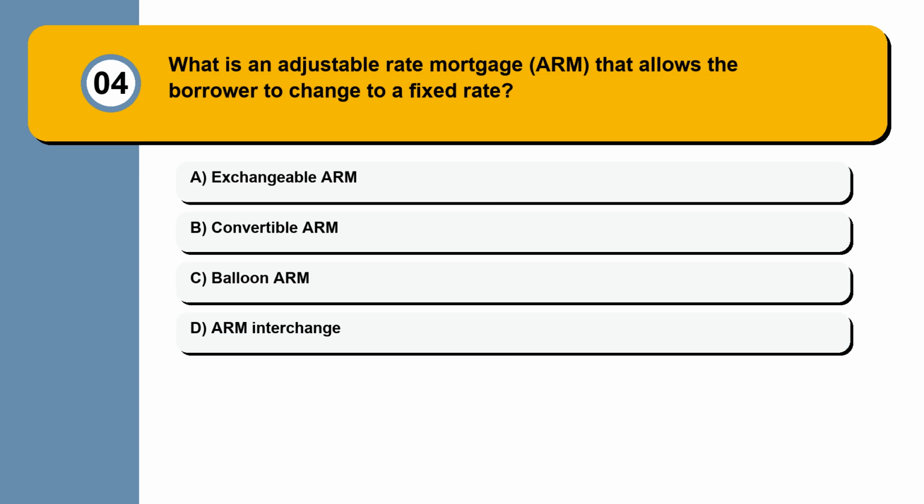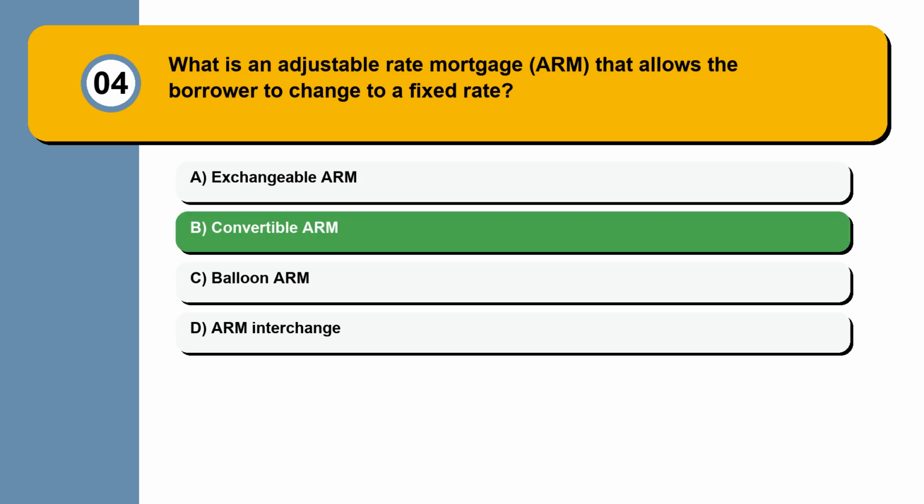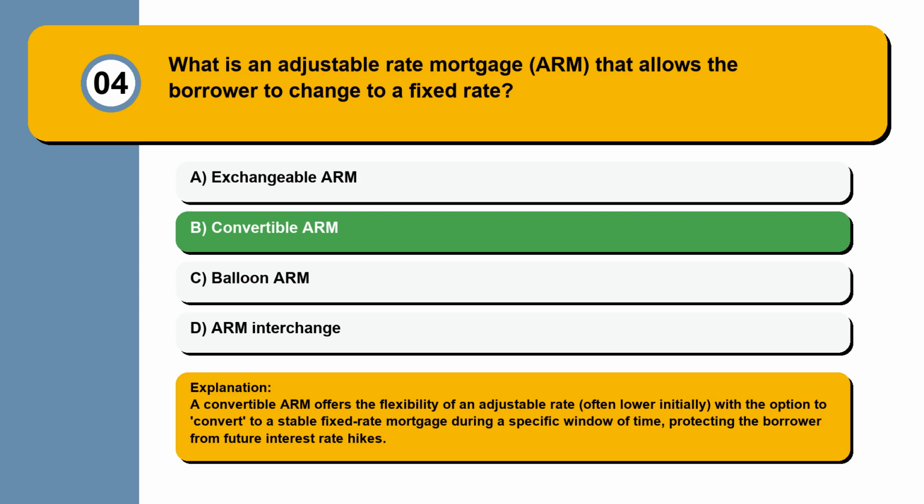Question 4. What is an adjustable rate mortgage, ARM, that allows the borrower to change to a fixed rate? Exchangeable ARM, convertible ARM, balloon ARM, ARM interchange. A convertible ARM offers the flexibility of an adjustable rate, often lower initially, with the option to convert to a stable fixed-rate mortgage during a specific window of time, protecting the borrower from future interest rate hikes.